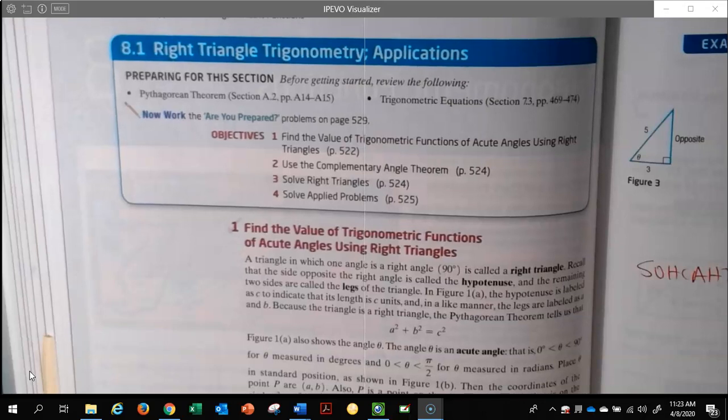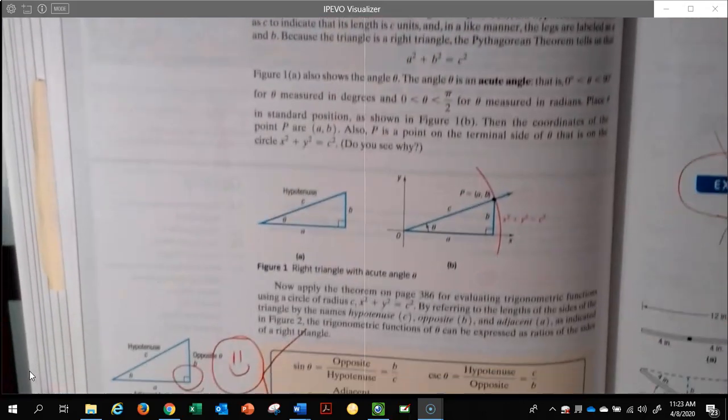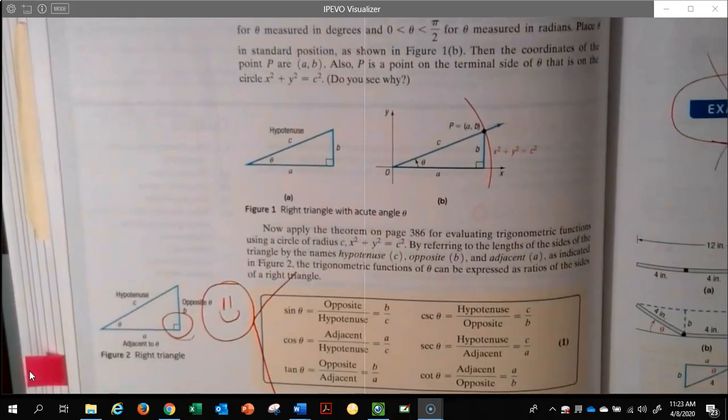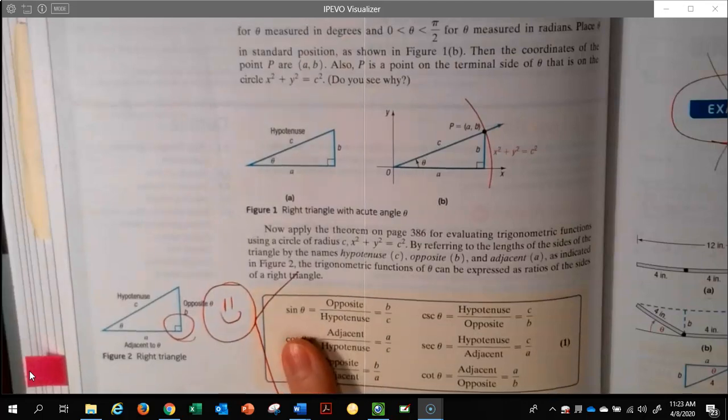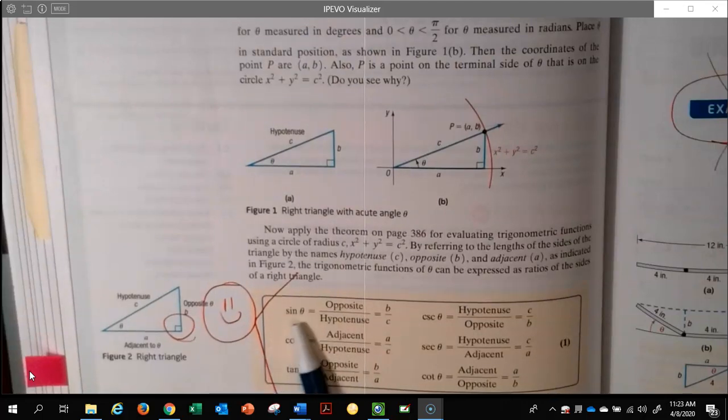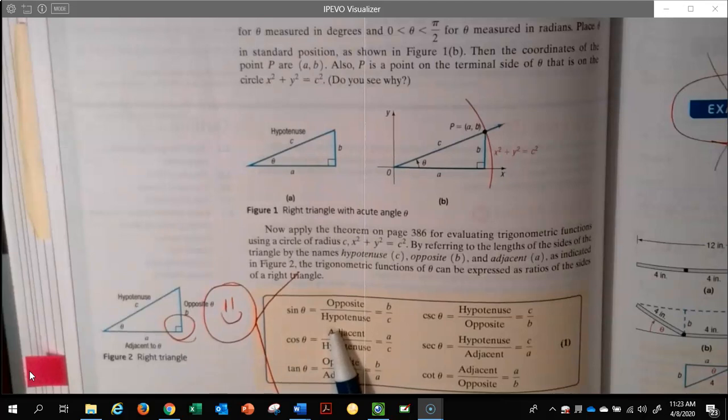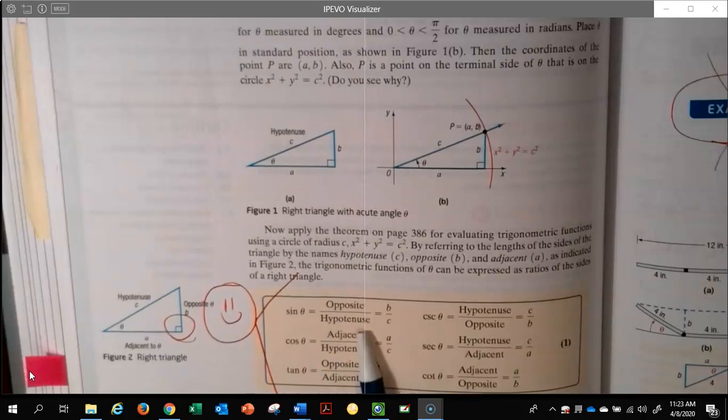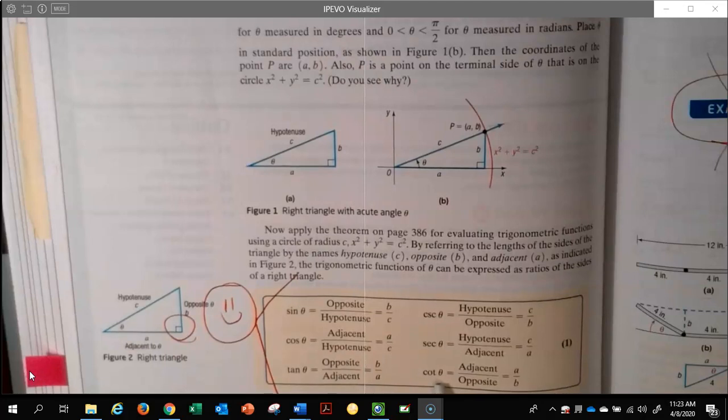So I am on page 522, and I want to point out at the very bottom, and I have a smiley face. We've already done this. When you're looking at the bottom, you'll see the smiley face talking about sine is opposite over hypotenuse. That ought to sound fairly familiar with our SOHCAHTOA. And then when you have the reciprocals beside it.